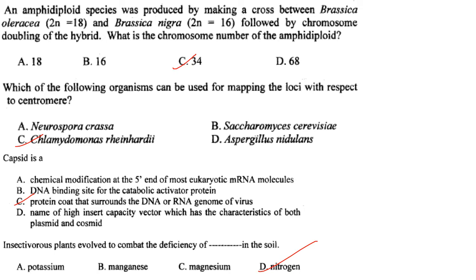Then, insectivorous plants evolved to combat the deficiency of dash in the soil. So it is the deficiency of nitrogen in the soil. So the answer is option D.